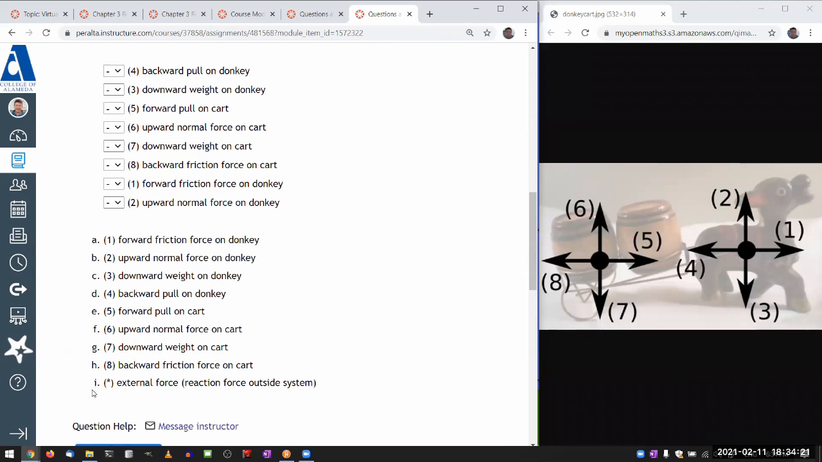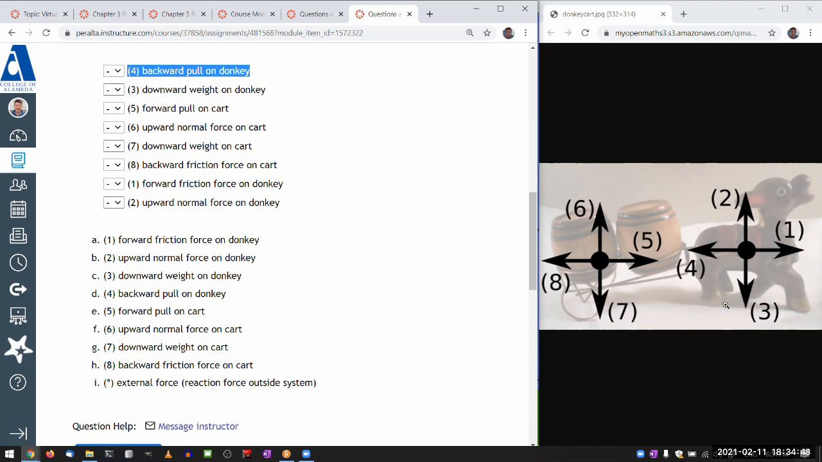I should be just labeling it as I, external force, reaction force outside the system. So let's get started here. Number 4 here, backward pull on the donkey. So when I'm trying to determine whether it is an external or internal force, the first thing I should think about is what is exerting that force. So what is pulling the donkey back?